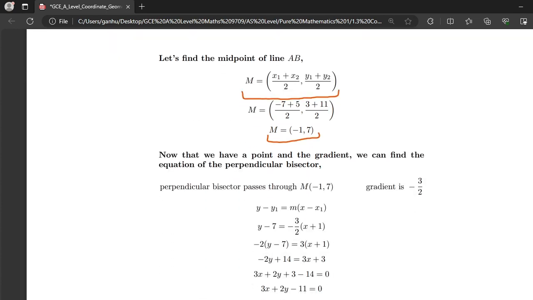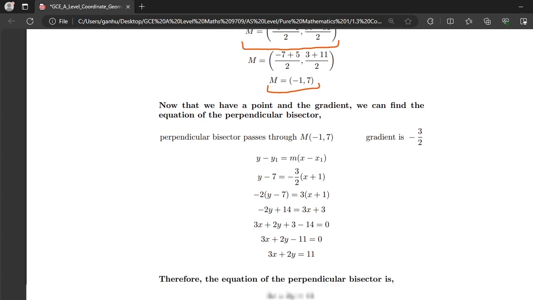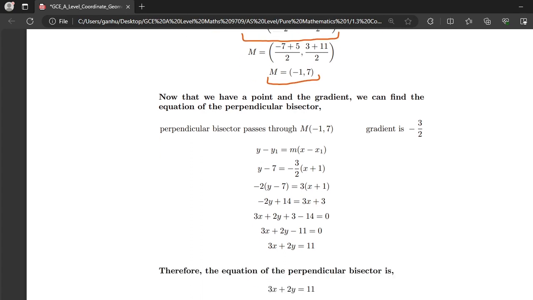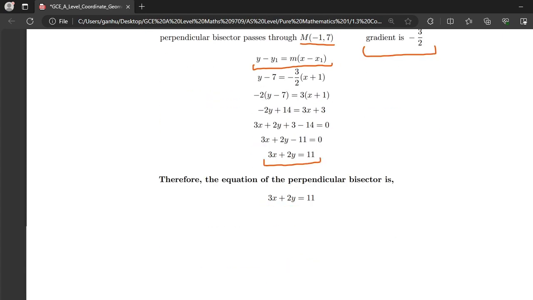And now we can find the equation of our perpendicular bisector. We know that it passes through the midpoint -1, 7, and it has the gradient -3/2. If we substitute into the form y minus y1 equals m times x minus x1 and simplify, we end up with 3x plus 2y is equal to 11, and that's what we're required to prove. 3x plus 2y equals 11.